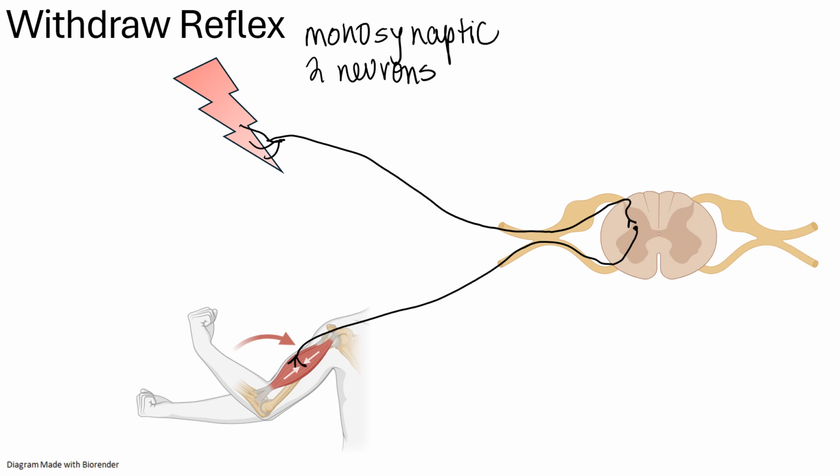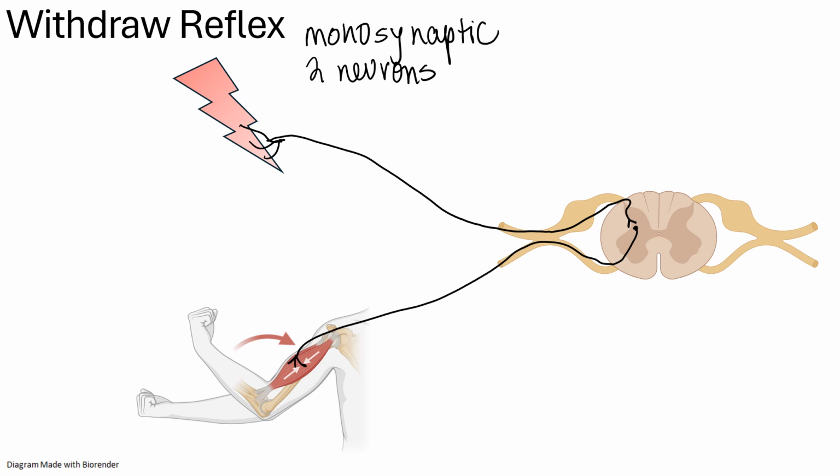Motor neurons will come out of the spinal segment that innervates the flexors that help you withdraw the stimulus, such as the biceps brachii, which is pictured here. This reflex is named for that withdraw action that flexors can create. This is also a life-saving reflex. It allows your body to withdraw from a harmful stimulus without you having to consciously register the stimulus.